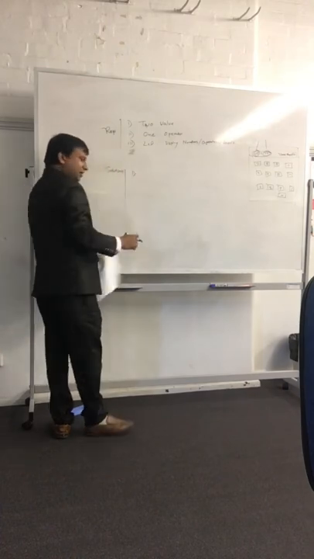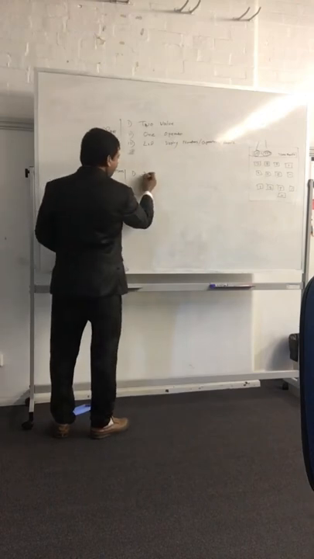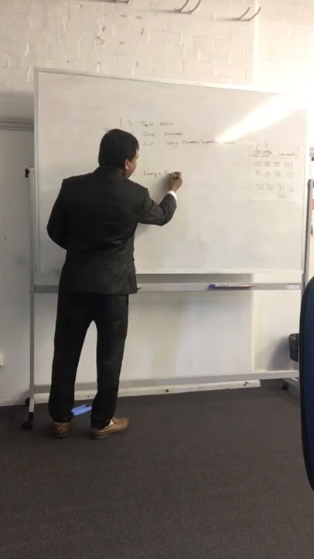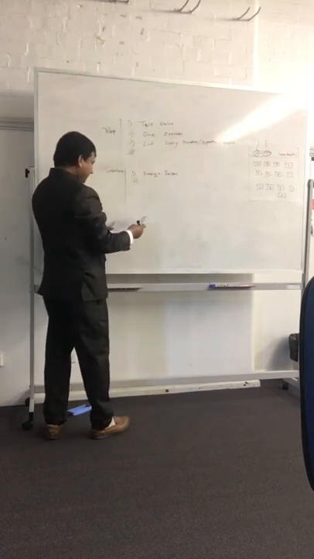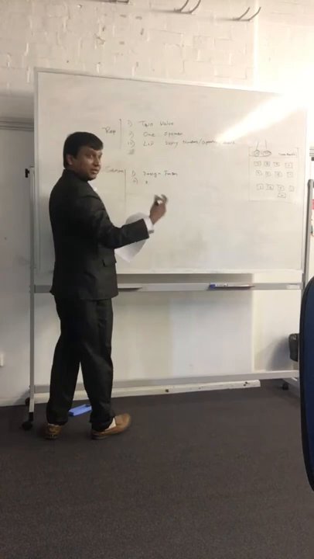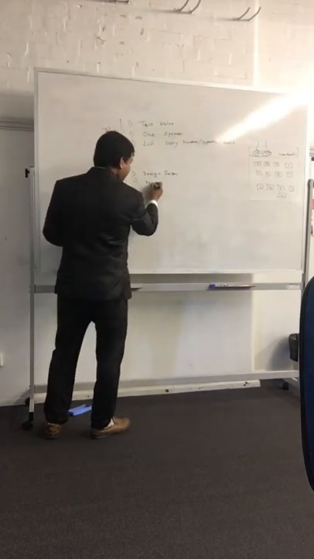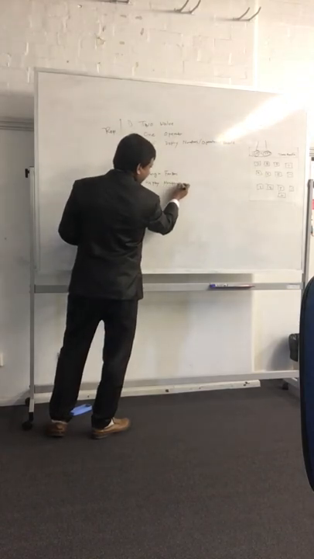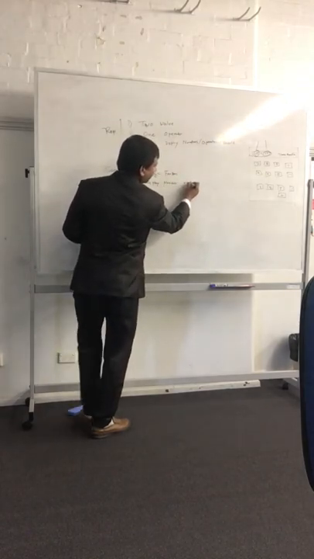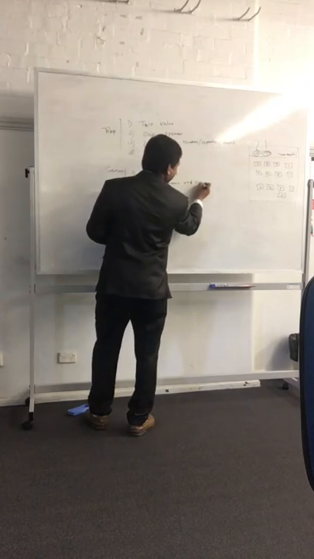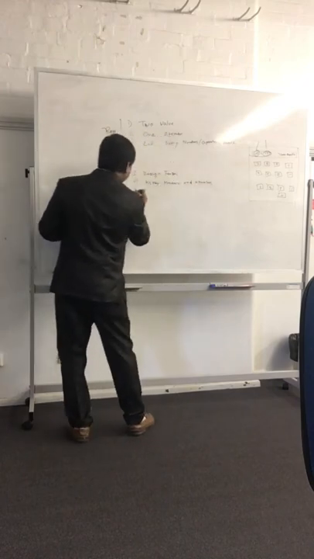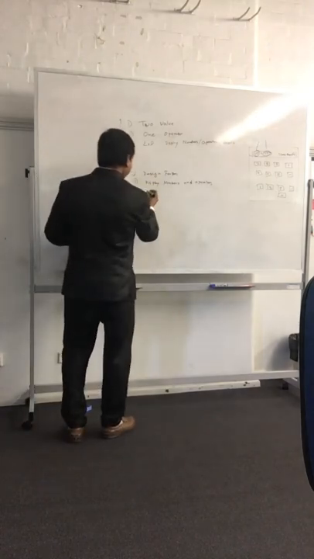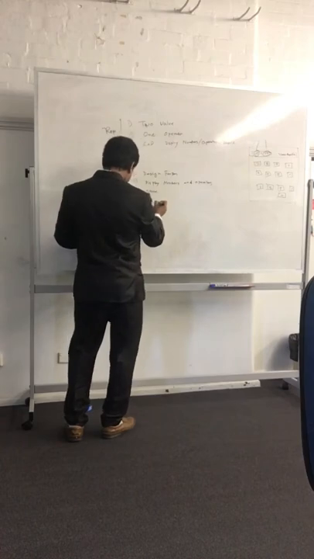So step number one, we have to design the form. Step number two, display the number and operator. We'll work step by step. Step number three is store the first number.